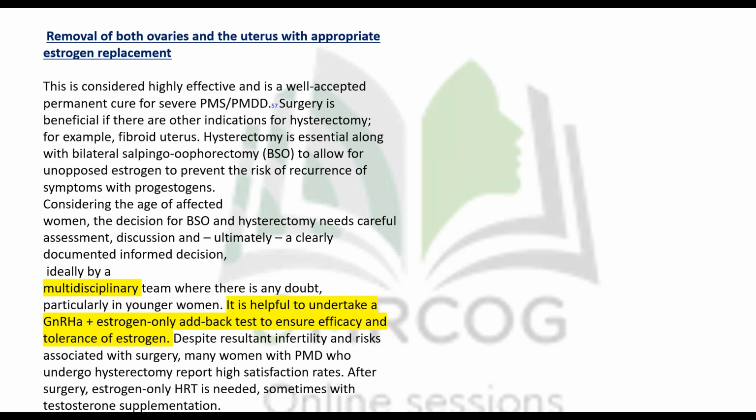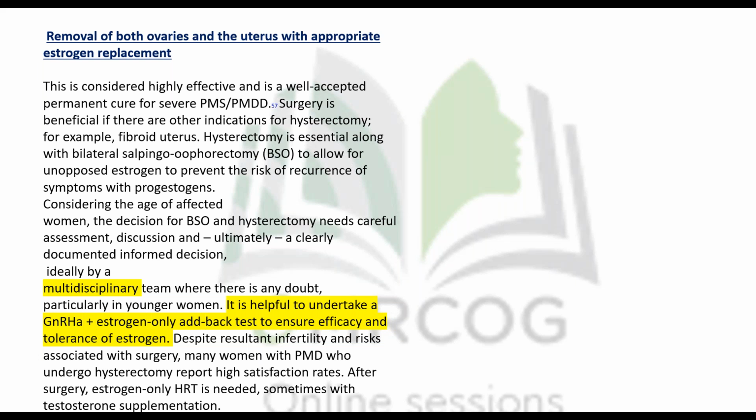What is the form of add-back? We will offer her estrogen. So we give her this trial to check whether she will tolerate the estrogen or whether her symptoms are elevated.